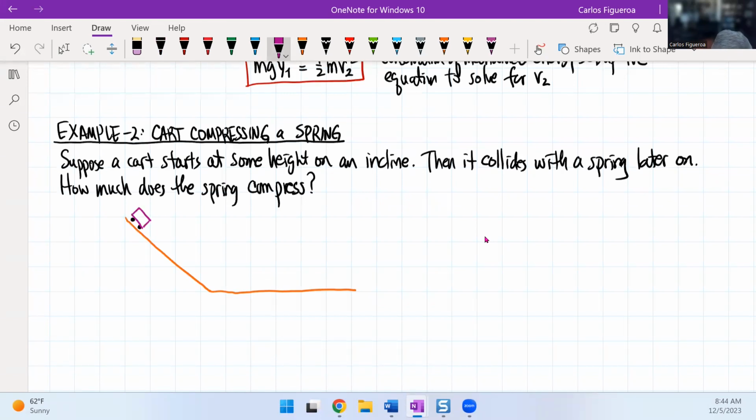And let's say that this cart at this point here starts from rest. So in other words, I know that V1 is equal to 0 here. Now, when I'm looking at this thing here, I imagine that this is a frictionless surface. So there's no frictional force at all.